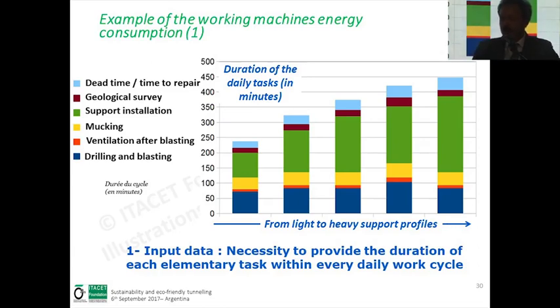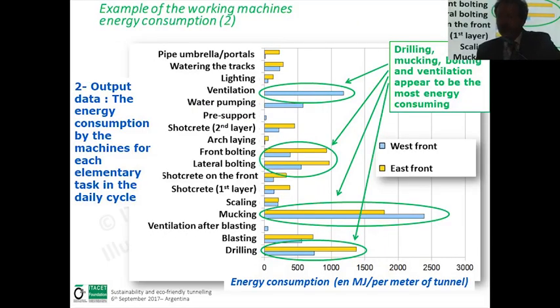So from a tunnel profile, we have an idea of the time we need for each phase, and of course the time the machines will work to do the job. We need that. Once we have that, we can calculate the energy consumption for all these tasks. And in this case, for example, we see the energy consumption for each of these tasks. What appears is the mucking phase. The machine for the mucking phase is the most important, in this case.